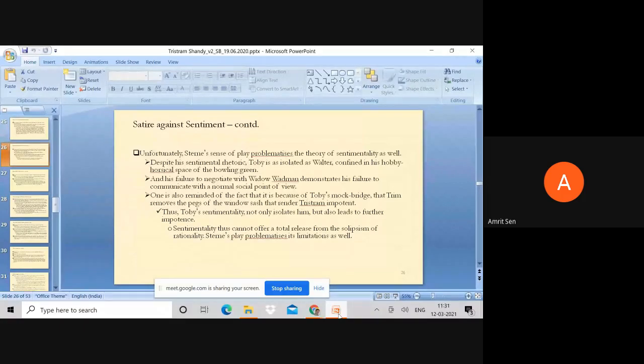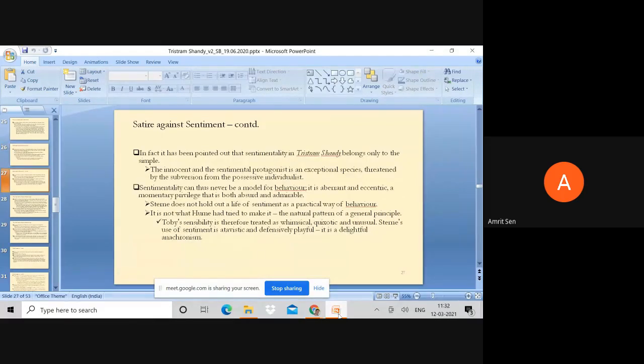And Tristram too, whose name Trismegistus becomes Tristram, as in sad, whose nose is squashed, nose being the penis as well as the pen, who cannot forever light his life. So the isolation of man and failure of communication is an important aspect of the novel. Toby's sentimentality not only isolates him, but leads to further impotence. And sentimentality thus cannot offer a total release from the solipsism of rationality. Sterne problematizes its limitations as well. So both of them are, as it were, locked into their respective philosophical positions. Toby, therefore, is naive, and sentimentality cannot be a way of encountering life.